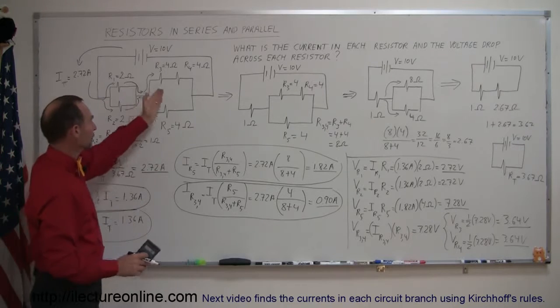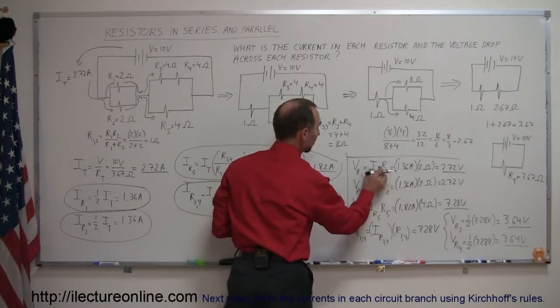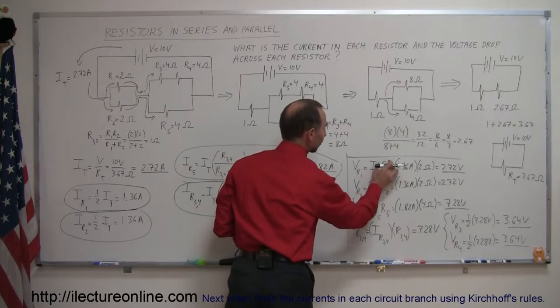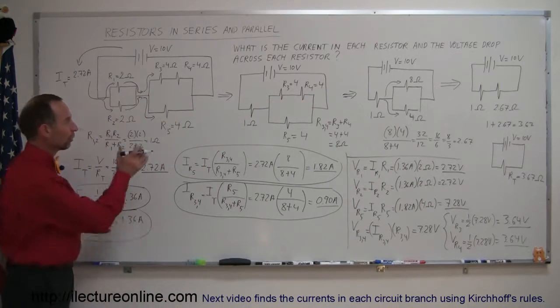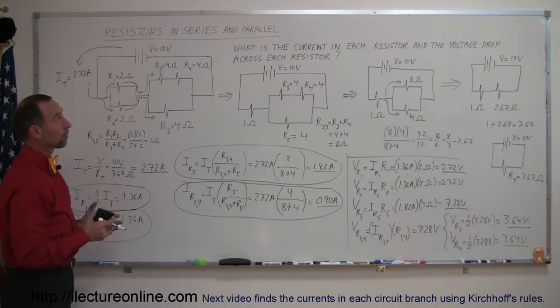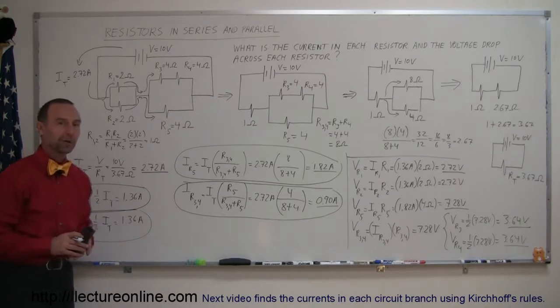You find the currents through each resistor, and then to find the voltage drop across each resistor, you simply multiply the current through the resistor times the resistance itself, and it'll give you all of the voltage drops, or the voltages across each of the resistors. So that's how you do one of those resistors in series and parallel problems.